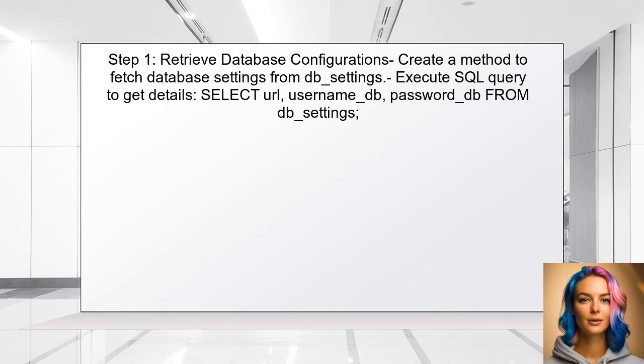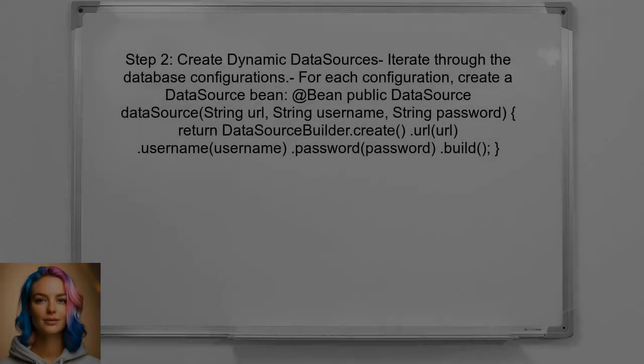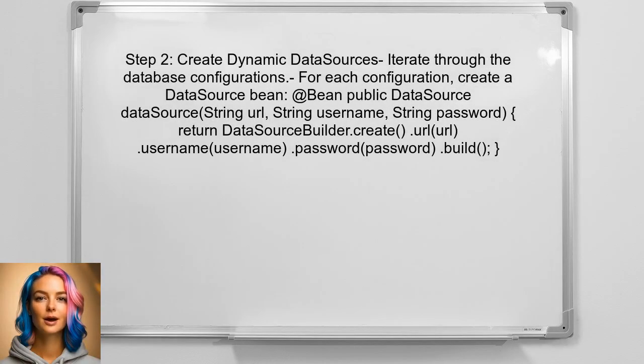To begin, the user needs to create a method that retrieves the database configurations from the 5th database, which is named dbSettings. This method will execute an SQL query to fetch the details of the 4 databases. Next, the user should create a dynamic data source for each of the databases retrieved. This can be done by iterating through the results and creating a data source bean for each database configuration.